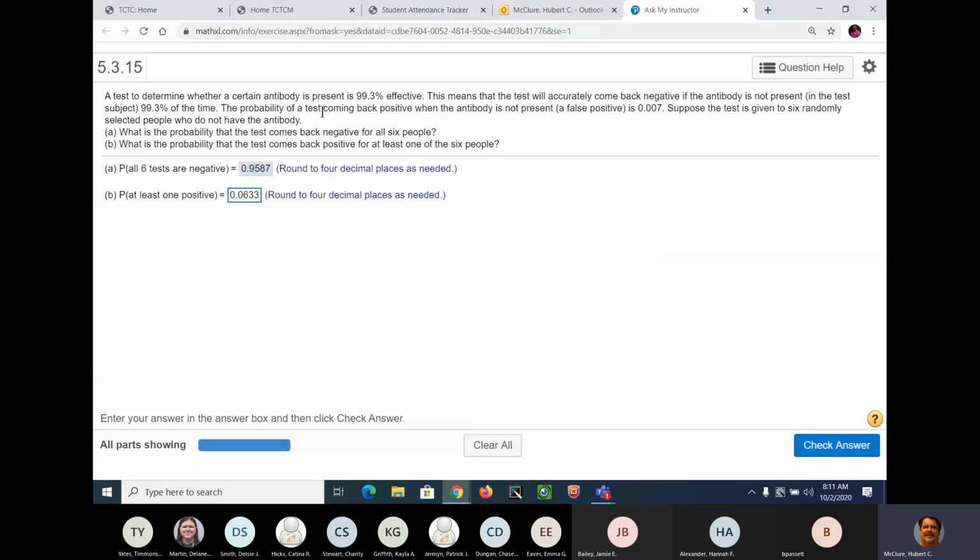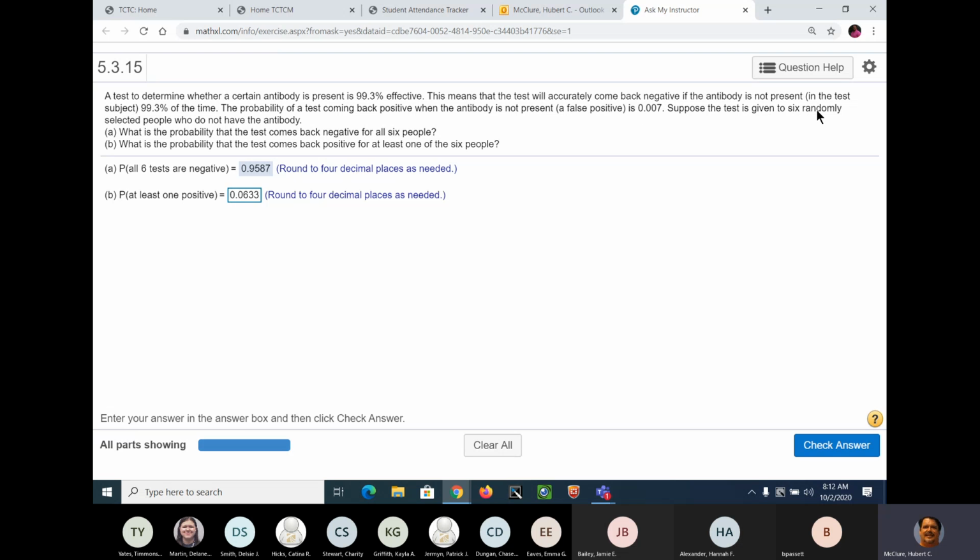A test to determine whether a certain antibody is present is 99.3% effective. This means that the test will accurately come back negative if the antibody is not present in the test subject 99.3% of the time. The probability of a test coming back positive when the antibody is not present is a false positive, 0.007.